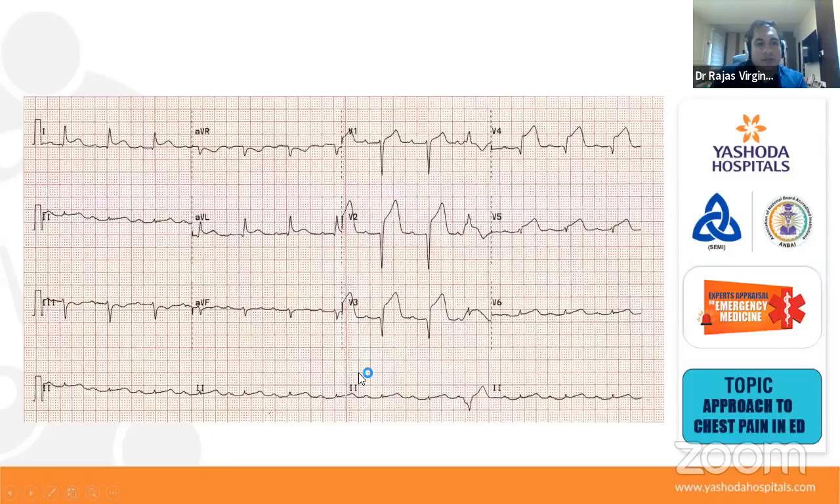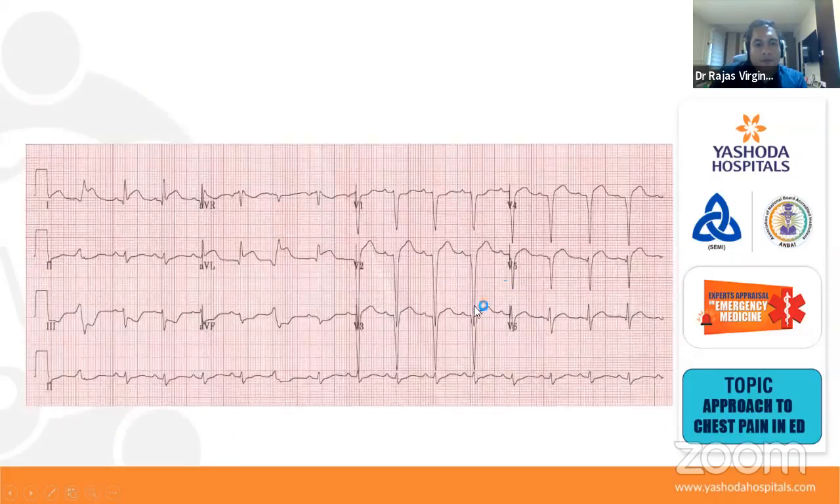As you can see, this is a classic anterior wall MI. Here you can see some reciprocal changes in inferior leads, and you can see anterior and lateral changes of ST elevation.